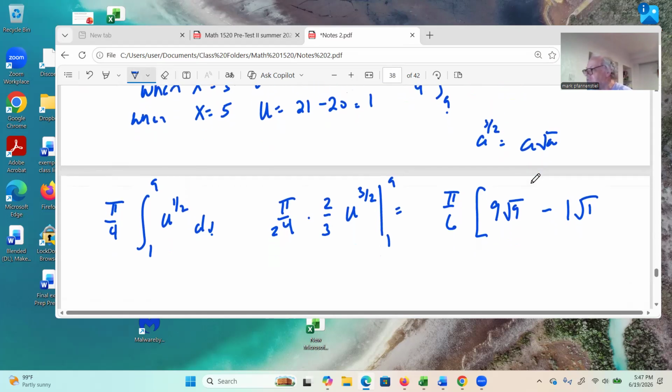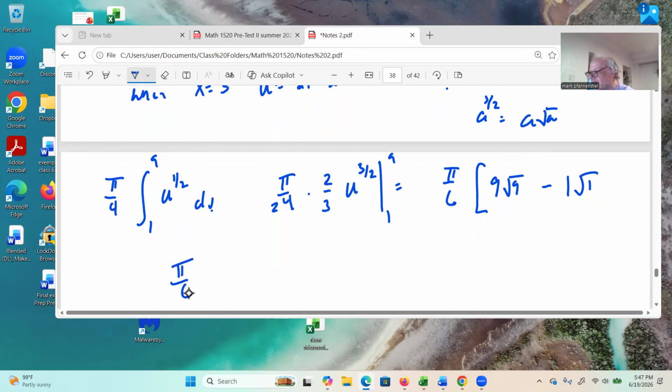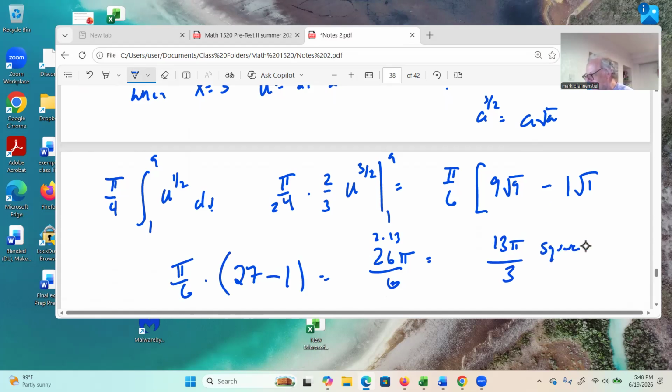What is that going to do for us? That's going to be pi over 6 times, let's see, 9 times 3, that's 27, minus 1. So we end up with 26 pi over 6. Some of you guys don't reduce very well. If it's within your 12 by 12 little thing, please reduce it for me. So this is 2 times 13 and this is 2 times 3, so we can cancel some stuff. We have 13 pi over 3 square units, because we're figuring out a surface area of revolution. That's going to be my answer.